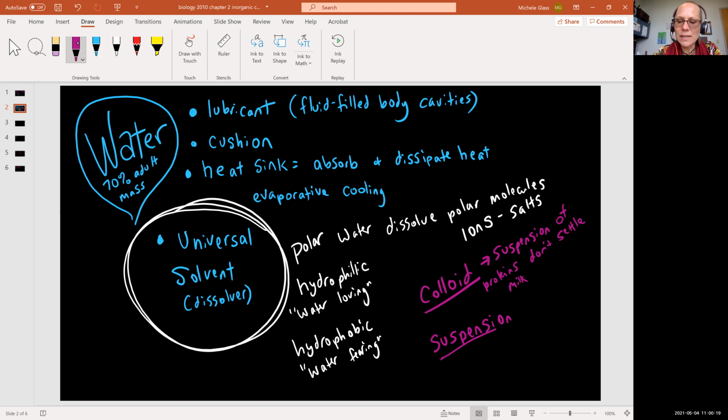This is different from a suspension because in the suspension, it will settle out. So in both cases, we would not say that those molecules are dissolved. We say that they're suspended in the water. In the case of the colloid, that suspension is permanent, it's forever suspended. In the case of the suspension, it is temporary and it can settle out.